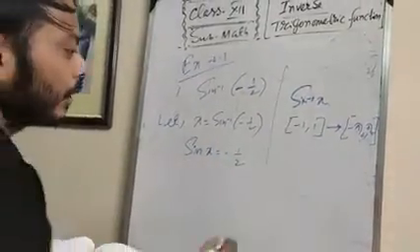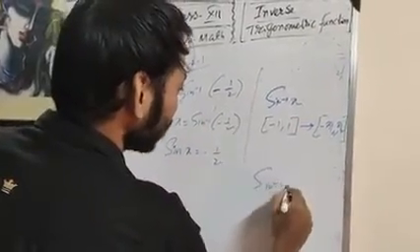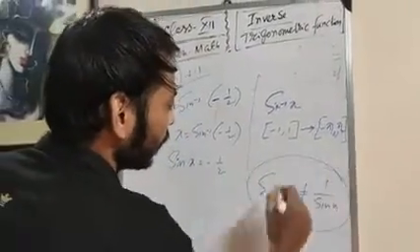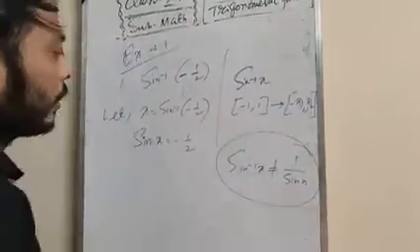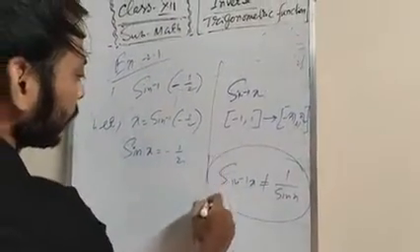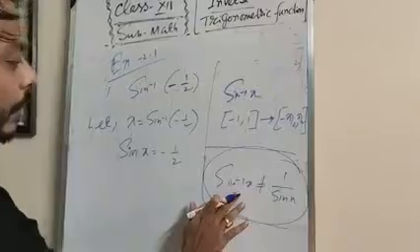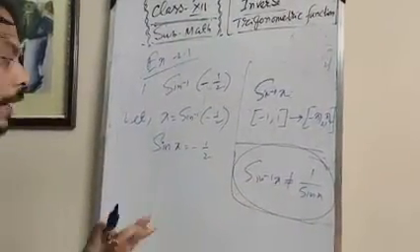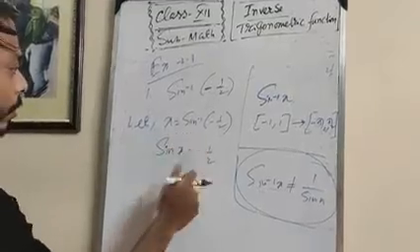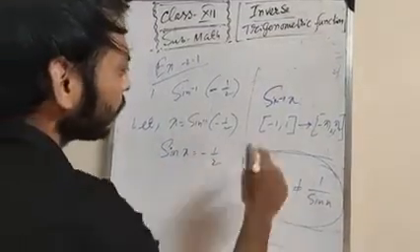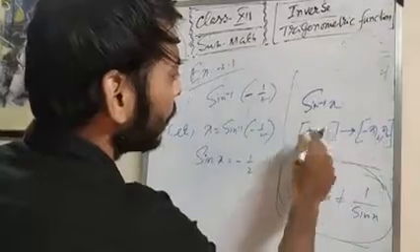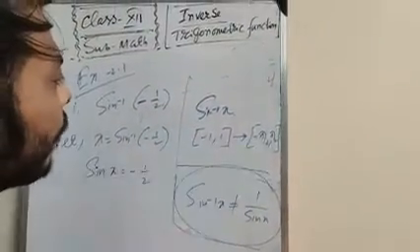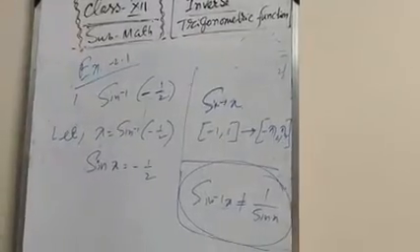Here one important thing you should know: sine inverse x is not equal to 1 by sine x. You should remember it. Sine inverse x means the inverse function of sine x. So here sine x equals minus half, and sine inverse x goes from minus 1 to 1 to the closed interval minus pi by 2 to pi by 2.